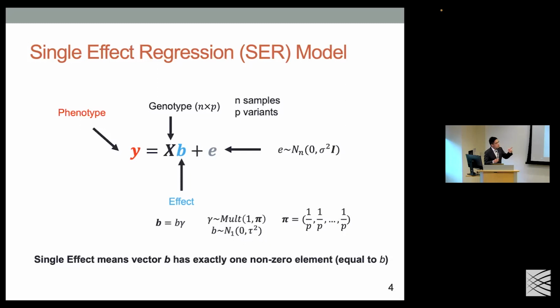And e stands for the noise, which we model with a normal distribution. So in summary, for the SER model, there's only a single effect, meaning the effect size vector has exactly one non-zero element, and this equals the small b. Small b also follows a normal distribution.